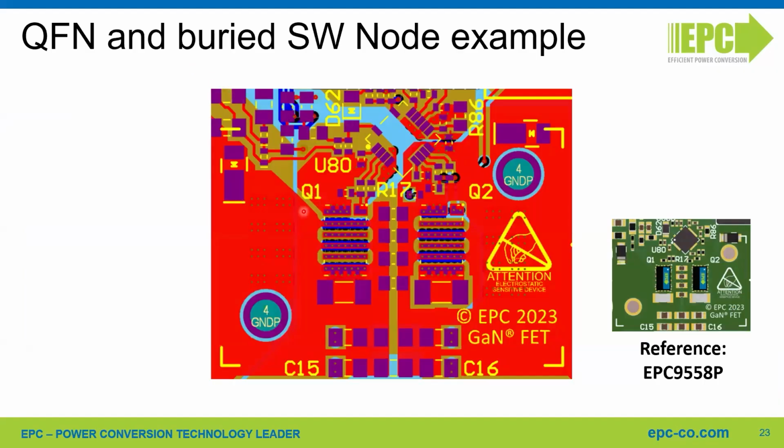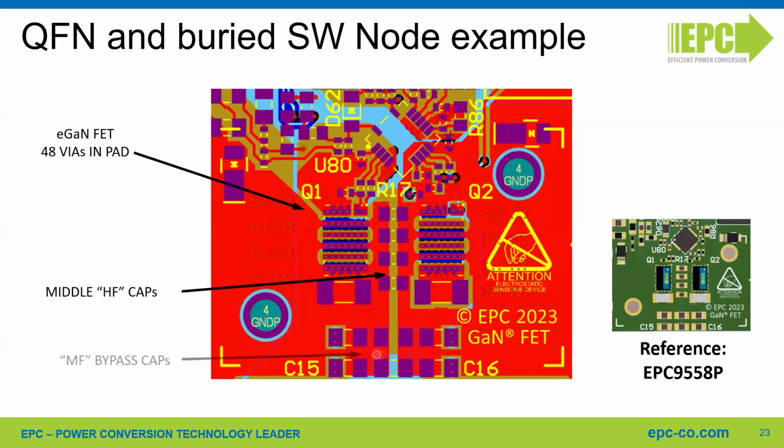Last example with QFN devices with middle capacitors and barrier switching node. So we have QFN FETs with as many vias in pad as we could fit, and we could fit 48 vias in pad. Then we have high frequency capacitors between the high side FET and the low side FET. We have the medium frequency or bulk capacitors a little bit farther away because they are less critical. And on top, we have the gate driver, high side and low side.